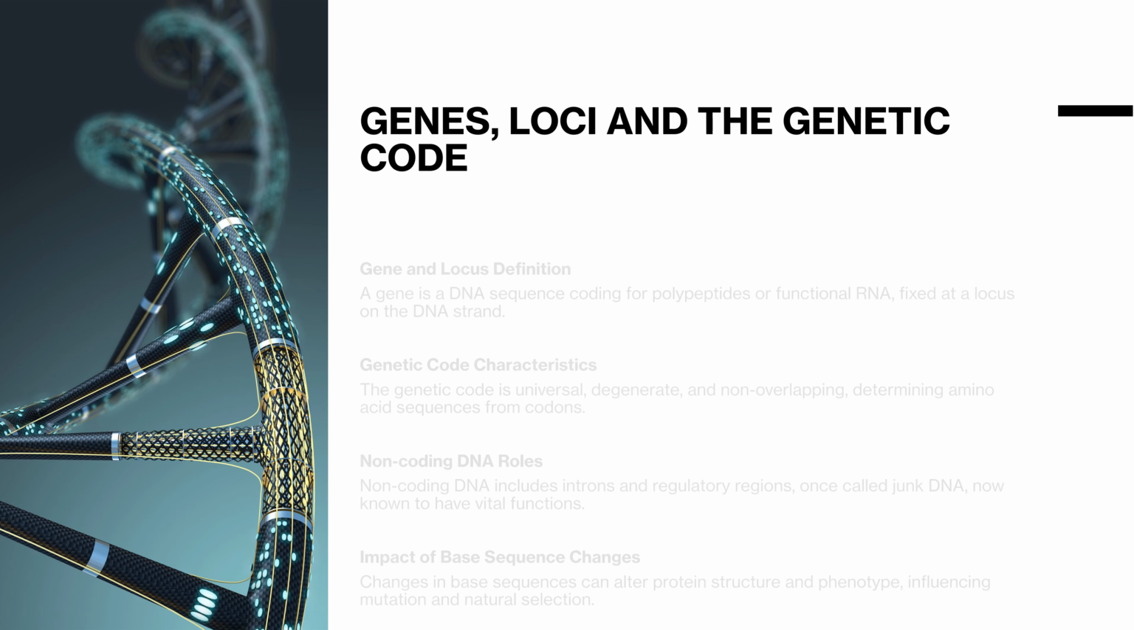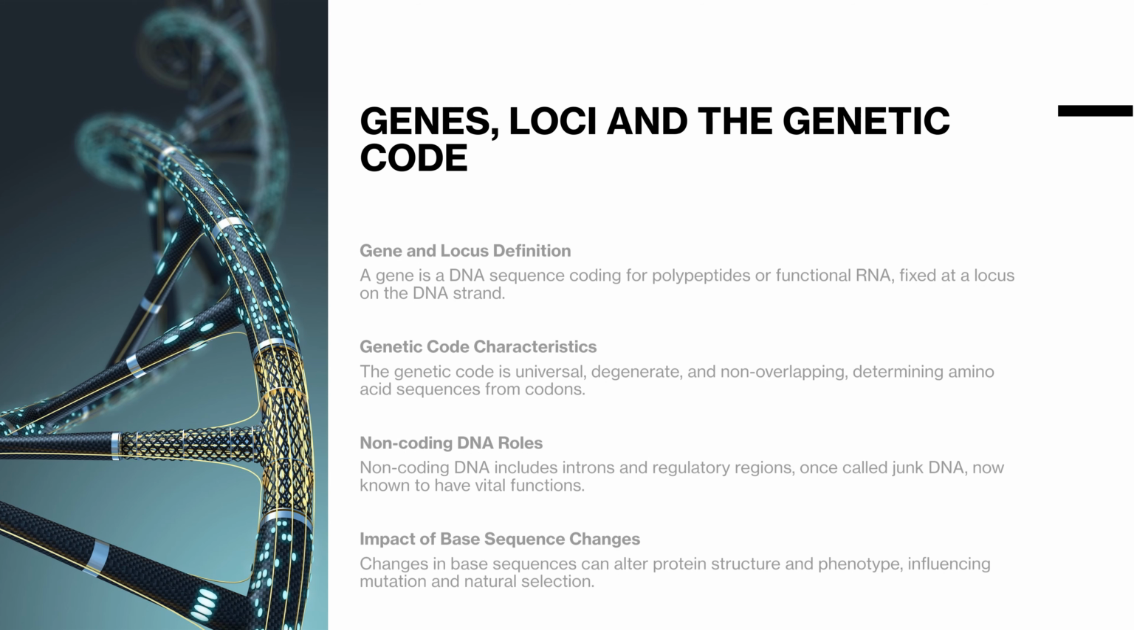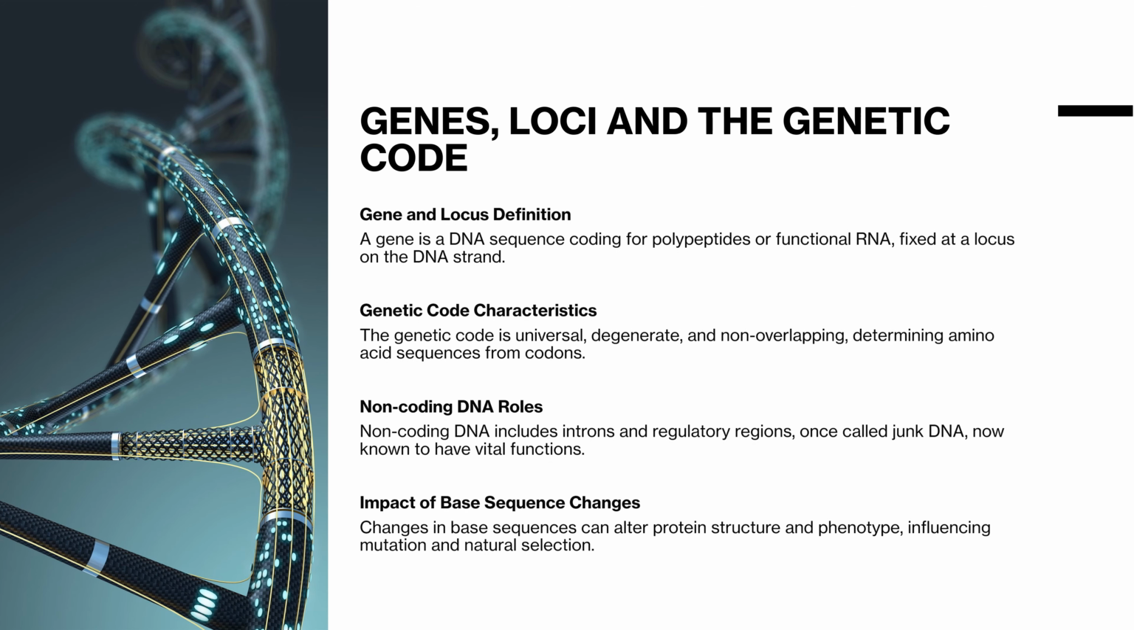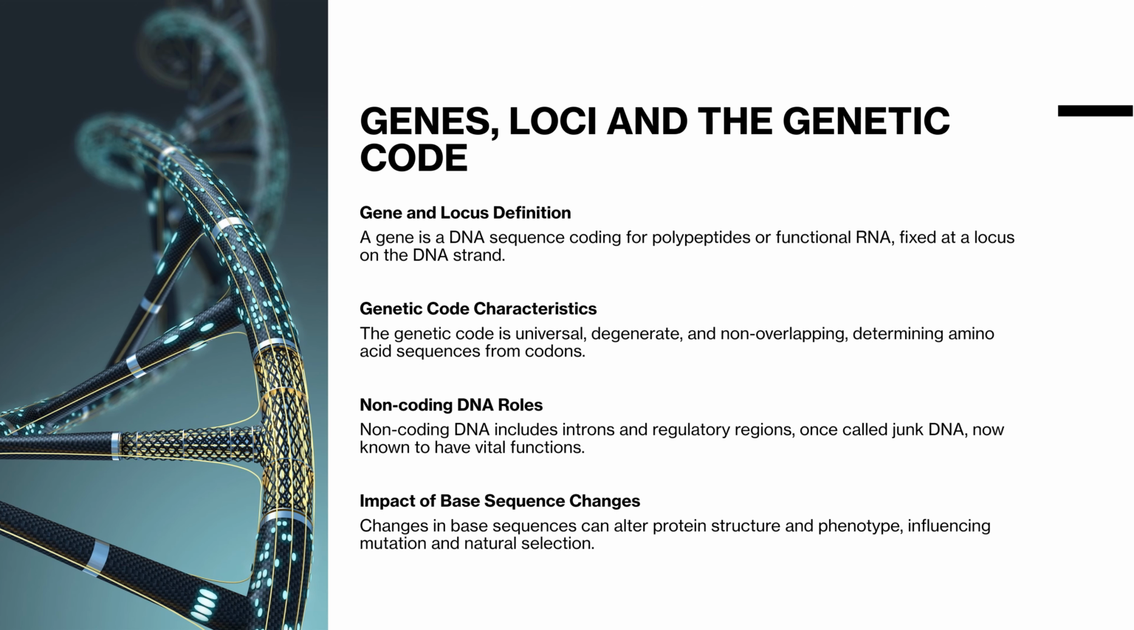Mitochondria and chloroplasts contain their own DNA, which is circular and resembles prokaryotic DNA, providing evidence for the endosymbiotic theory. A gene is defined as a sequence of DNA bases that codes for the amino acid sequence of a polypeptide or for a functional RNA, such as tRNA or rRNA. Each gene occupies a fixed position on a DNA molecule known as a locus.